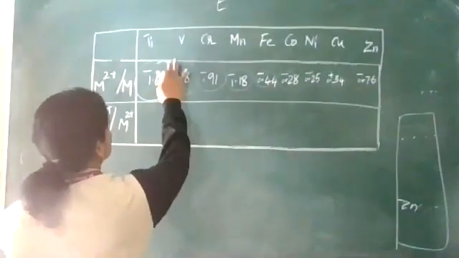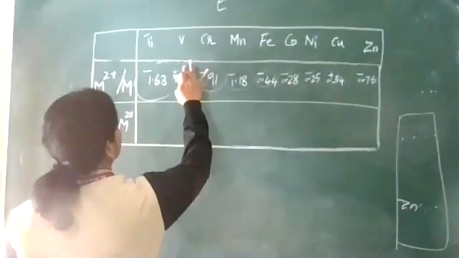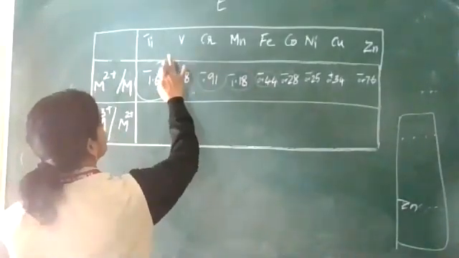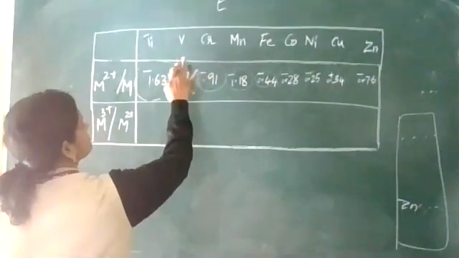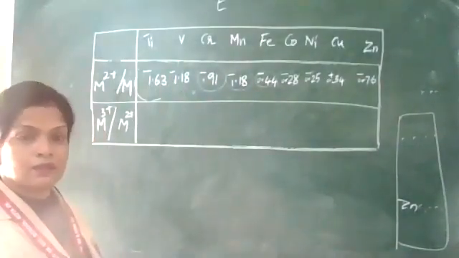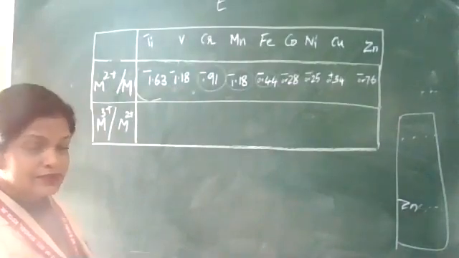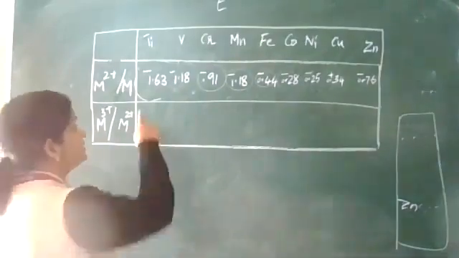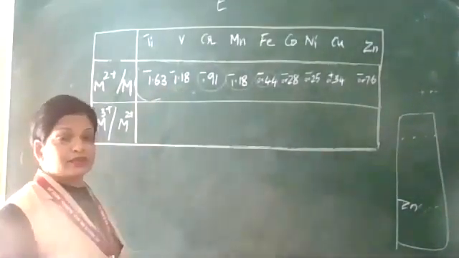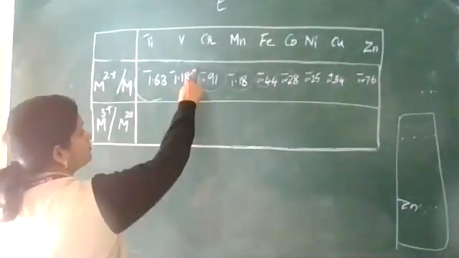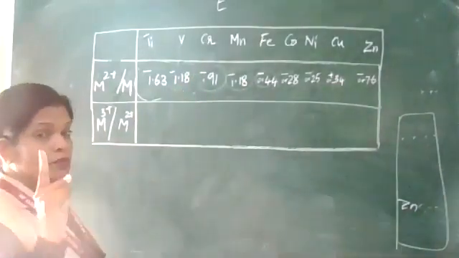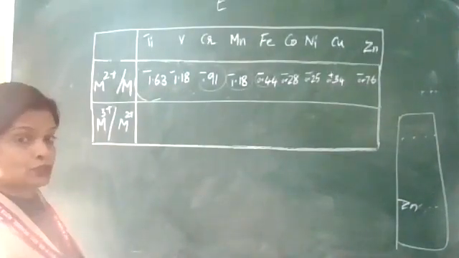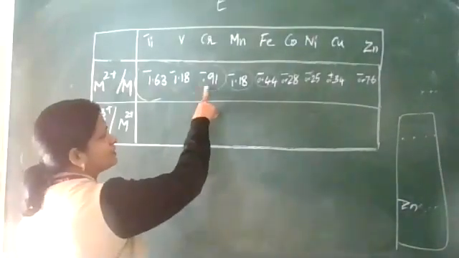What about vanadium? Minus 1.18. Because the size is a little smaller, compared to titanium, vanadium will not release that easily. What about chromium? Chromium plus 2. I'm talking about plus 2, not plus 1. It will be high negative, but this is plus 2, so the size is reduced.